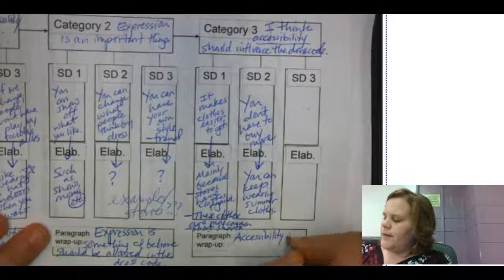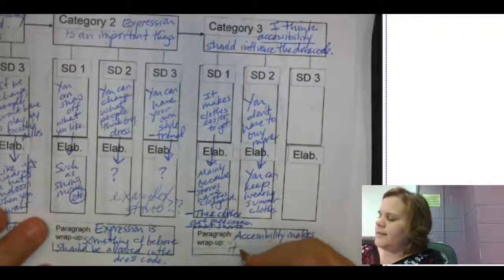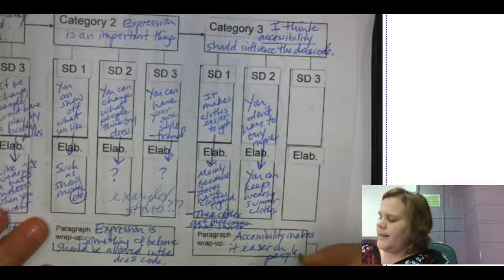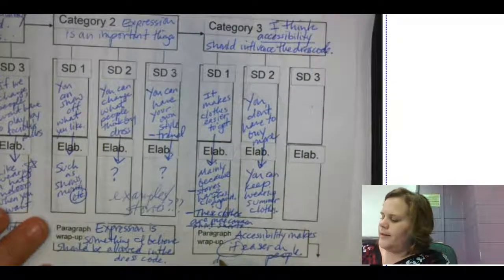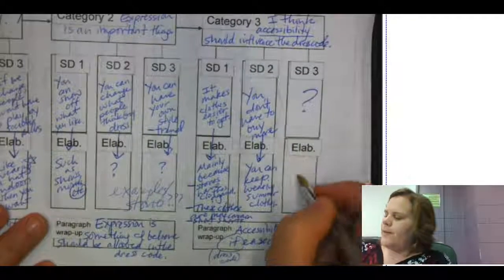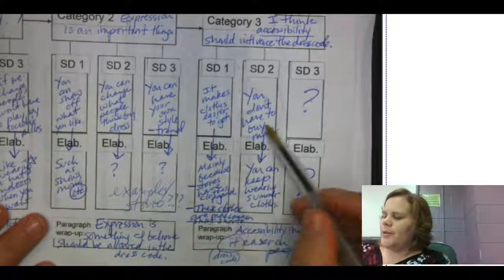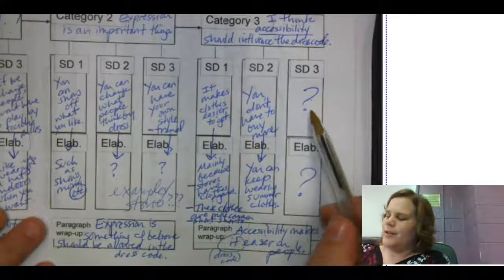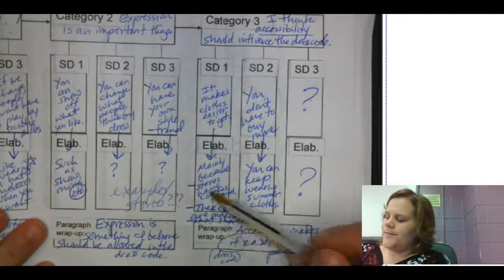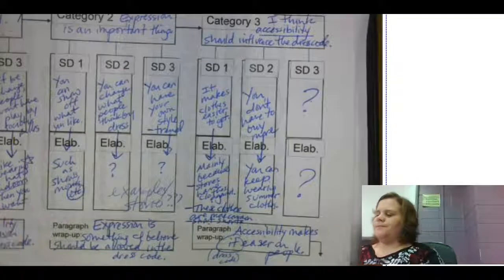Accessibility makes it easier on people. I'm assuming it is the dress code. We should probably say dress code. So look at this, and what we have is a little bit of a gap. You don't have to always have 3 things, but you should probably have at least 3 reasons for the thing you're saying, or it's probably not strong enough. All of these should support this with actual examples and details.